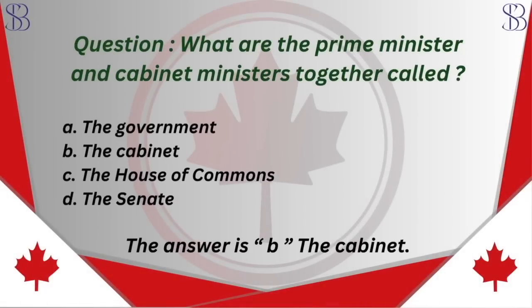Question. What are the Prime Minister and Cabinet Ministers together called? A. The Government. B. The Cabinet. C. The House of Commons. D. The Senate. The answer is B. The Cabinet.